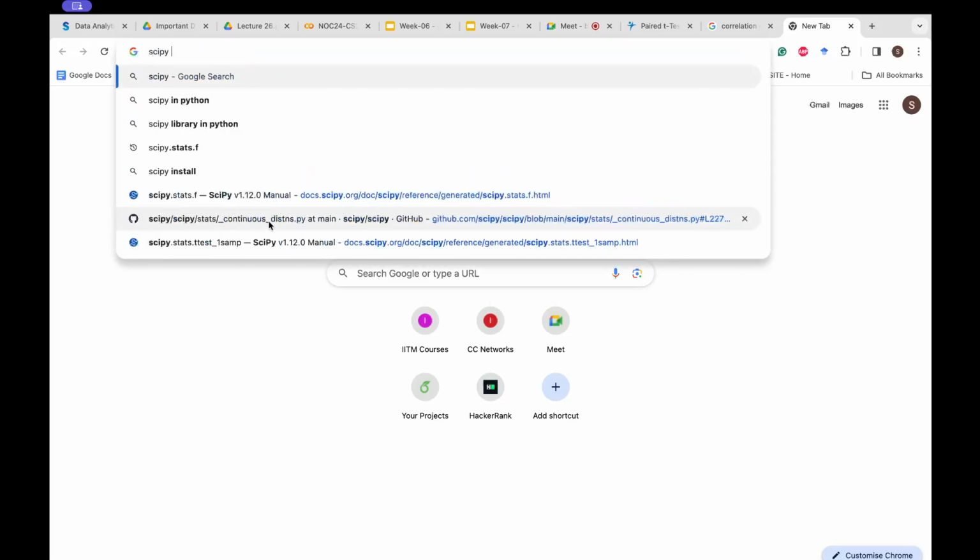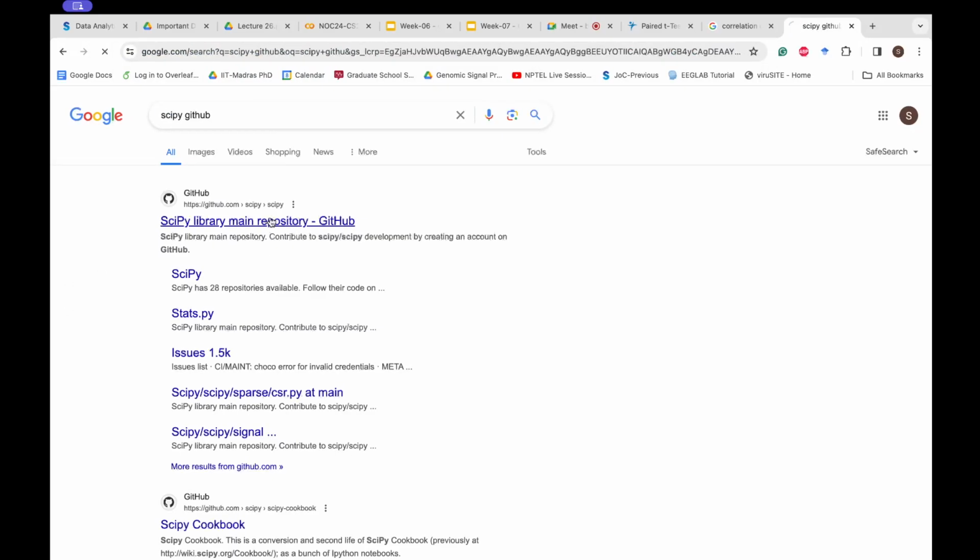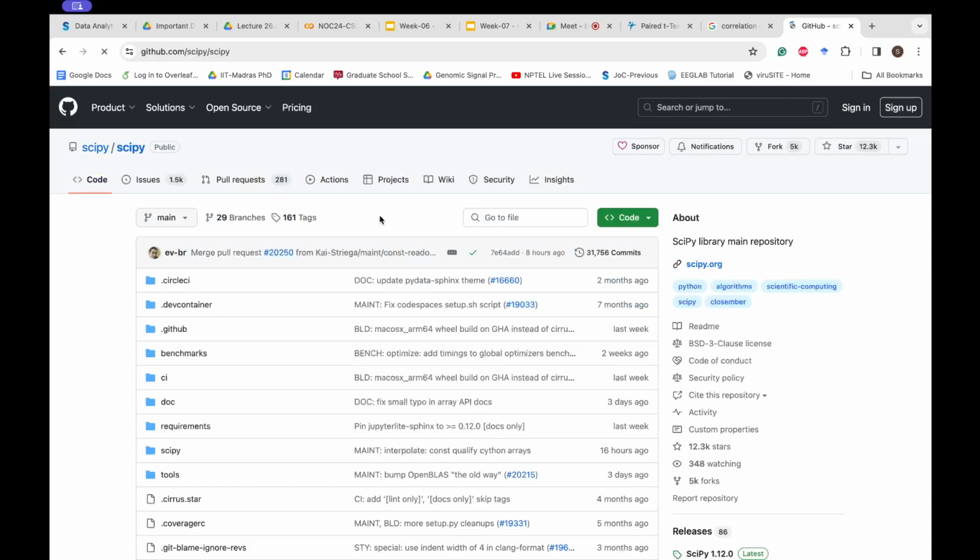So if you just search scipy GitHub. GitHub is an online platform where researchers put their work for open source development. If you are developing certain software, you can put it on GitHub, and others can use that code, make changes to it, and develop their own software. So it is like you are making your code publicly available. For that GitHub is used, and it is a version control platform.